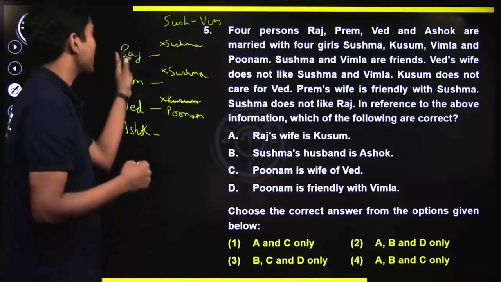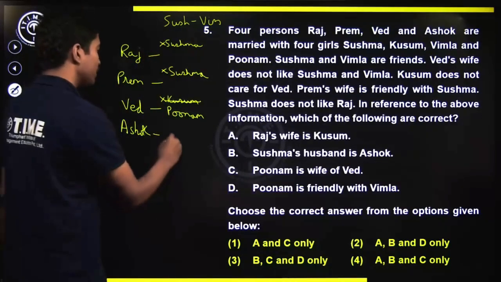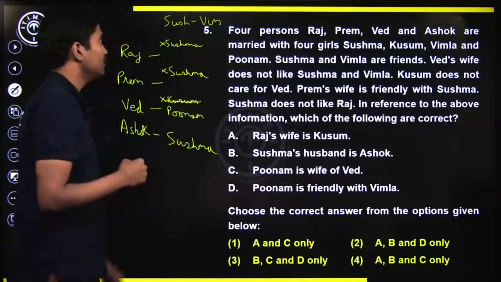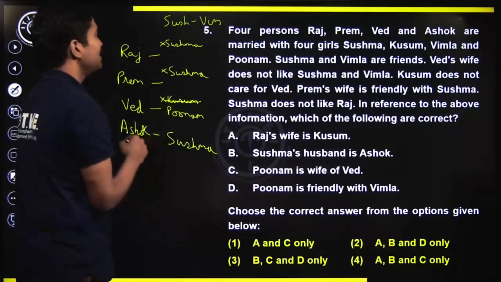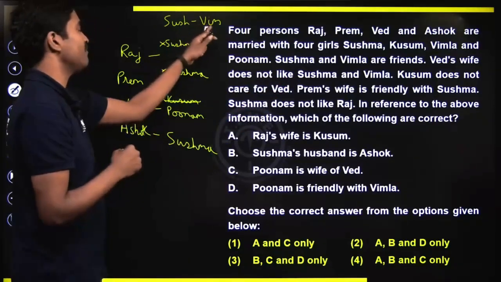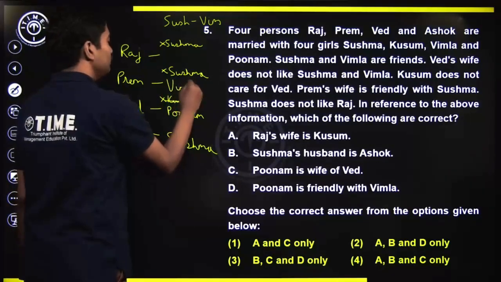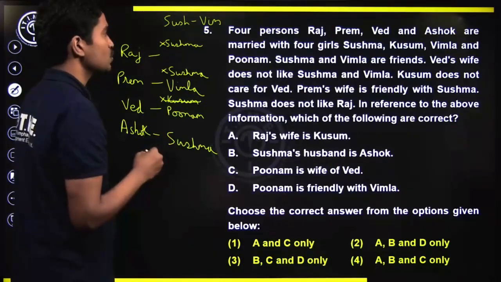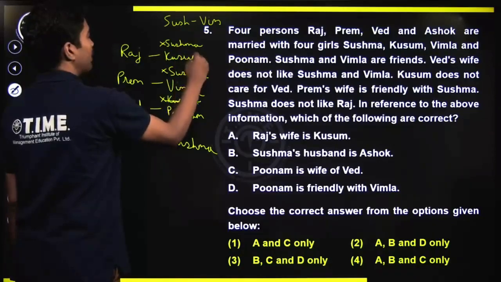What else? Raj's wife is not Sushma. Prem's wife is also not Sushma. If this is already Poonam, Ashok's wife must be Sushma. I know that Sushma and Vimla are friends. Prem's wife is friendly with Sushma, and Sushma and Vimla are friends. So Prem's wife is none other than Vimla. Vimla, Poonam, Sushma. Who is the last one? Kusum. This would be Kusum, Raj's wife.